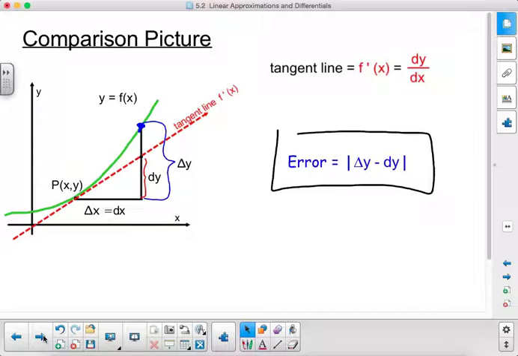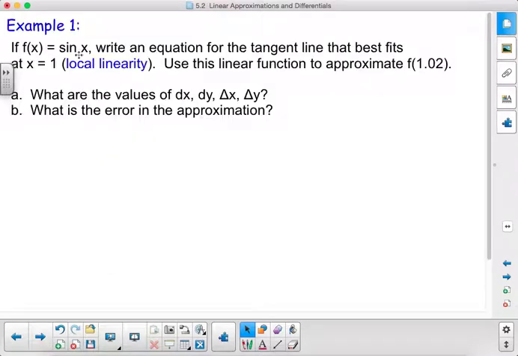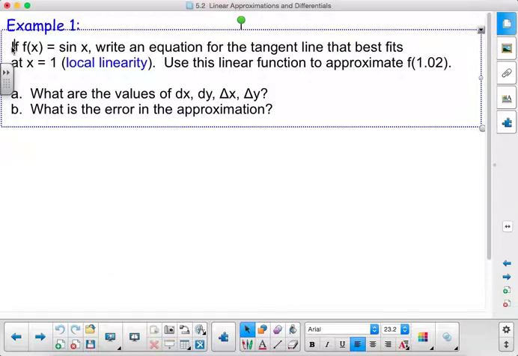So can someone verbalize out loud for us, what's the difference between dy and delta y? How would you say it? Thank you, Bryce. Delta y is to the curve and dy is to the tangent. Delta y is to the curve, good, and dy is to our tangent line. Perfect.